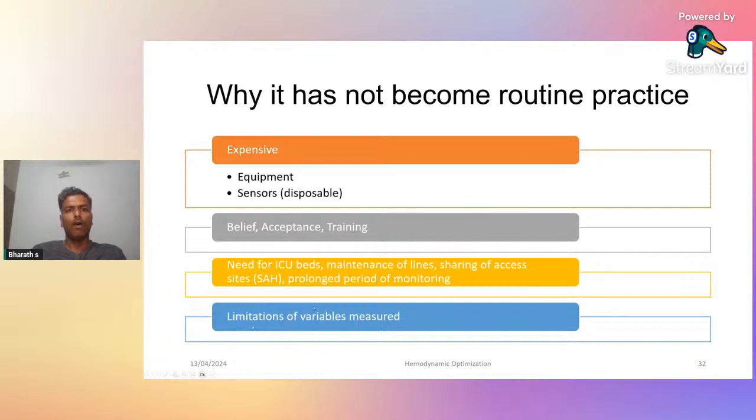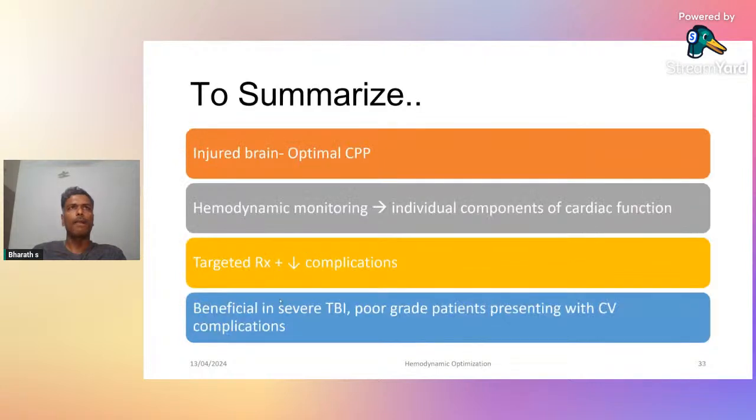And also, we need to understand what variables you are using and what the limitations of each of these are in order to effectively use them at bedside. So always remember that each injured brain, depending on what physiological state it is in, will have a different optimal CPP. And using hemodynamic monitoring, we can individually target each of the components in terms of preload, afterload, or contractility, and optimize them to have the best hemodynamic state for a given patient.